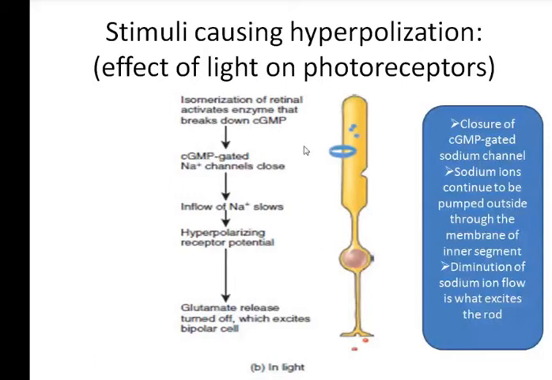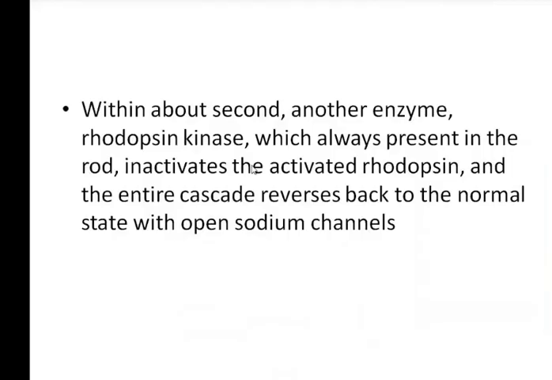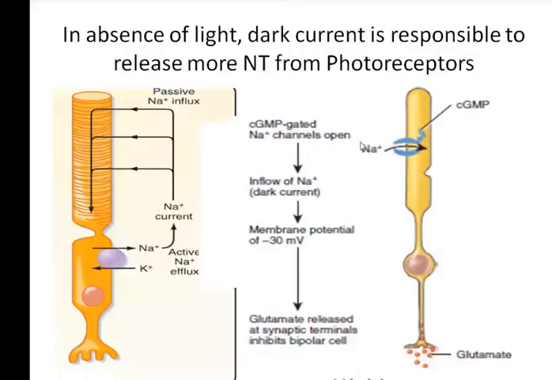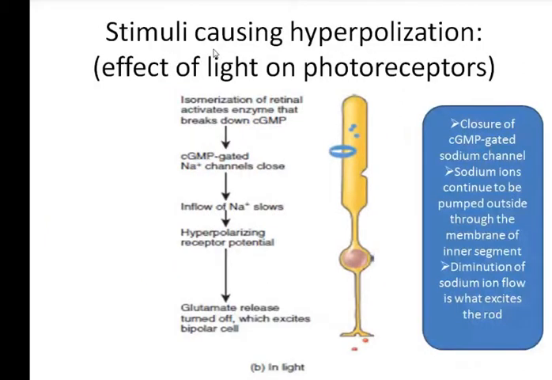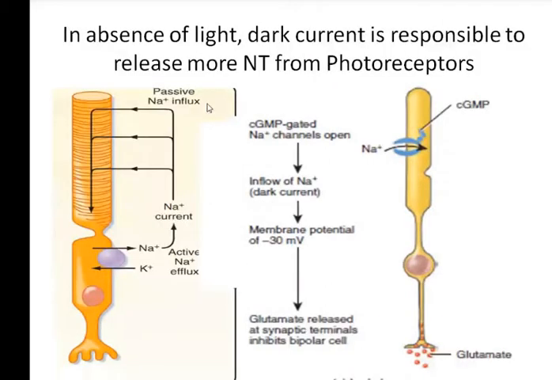And if you look at here, this dark current. Now, in the absence of light, what is happening here? I just discussed what will happen when there is light. In the absence of light, there is dark current. It is responsible for the release of more neurotransmitter from the photoreceptors. More and more neurotransmitters are released from these photoreceptors when the light is not striking on them.